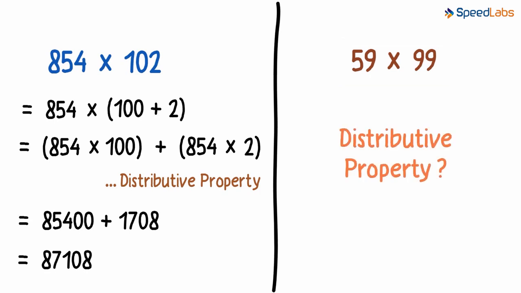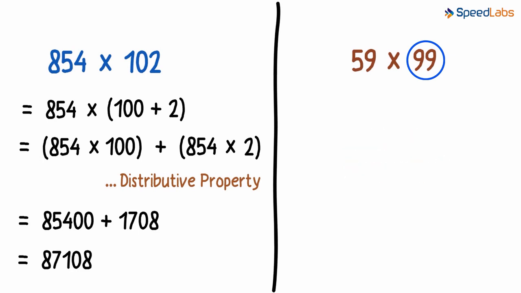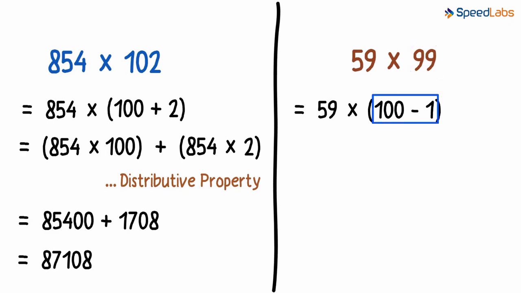Can we use the distributive property here? Which number will we split? We see that 99 is close to 100. So we can bring 100 in expression by writing 99 as 100 minus 1. Of course, this will be in brackets.